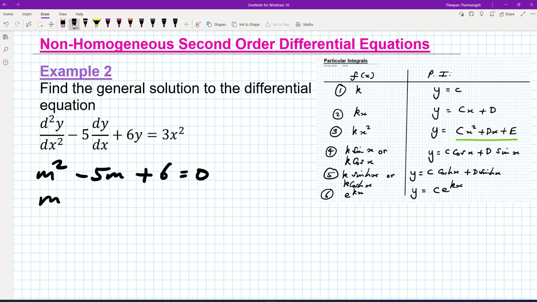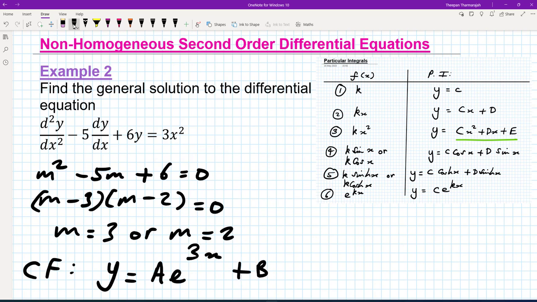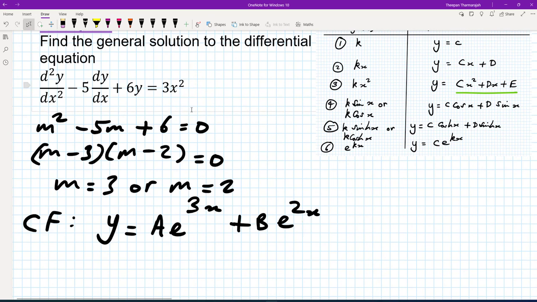Hence, solving the quadratic, we get m minus 3, m minus 2 equals 0. Hence, m equals 3 or m equals 2. Therefore, we can say the complementary function is y equals a times e to the power 3x plus b times e to the power 2x. So because our f(x) is in the form of 3x squared, our particular integral, according to our table, is cx squared plus dx plus e.